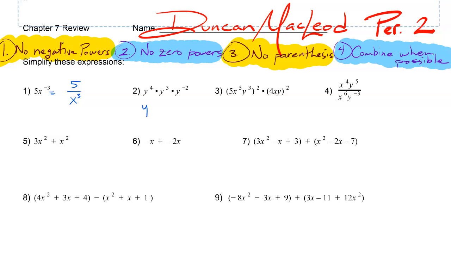I mean, yeah, that's it. So when they're being multiplied like that, you're going to add their powers. So 4 plus 3 plus negative 2 would give you 5. If I'm adding right. Okay, good.